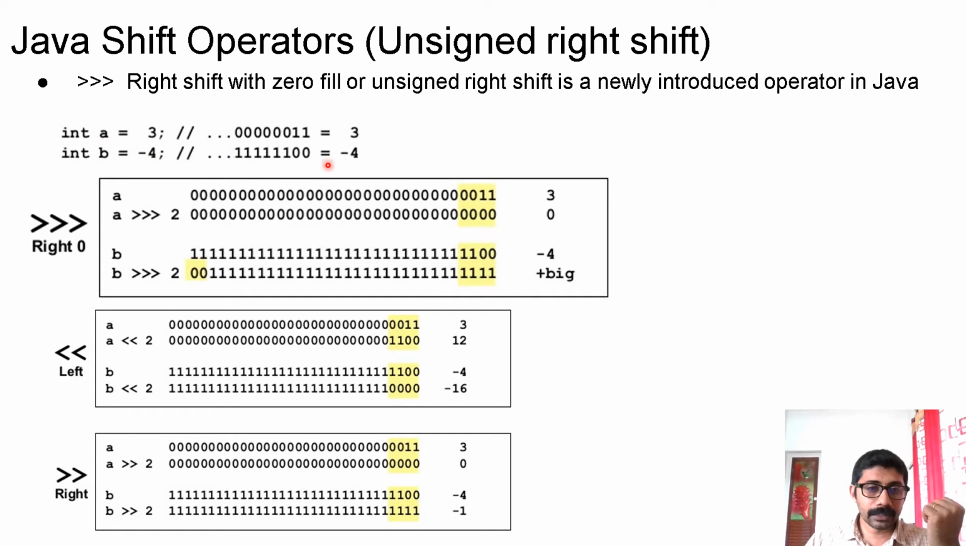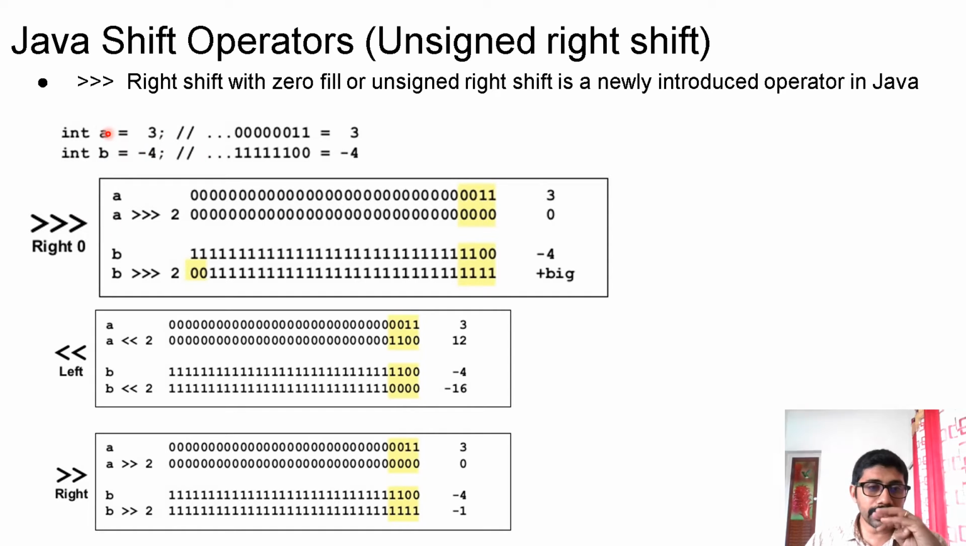int a = 3. So in Java, the representation of a will be like the value is 3. So there is final 2 bits 1 1. So it will be like this. When you right shift this value 2 times, these two bits will be shifted out. So you will get 0.